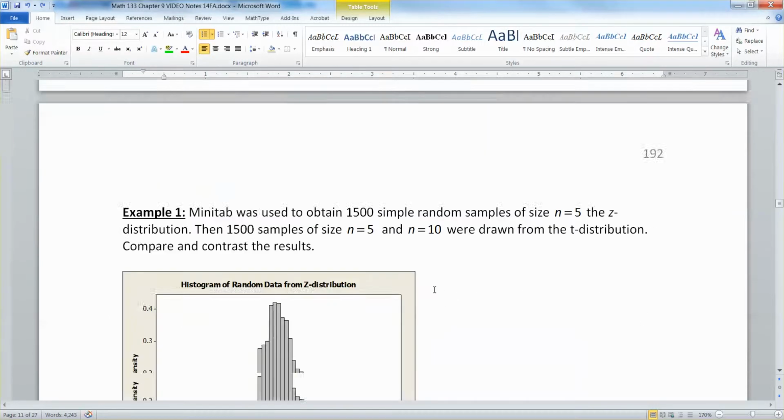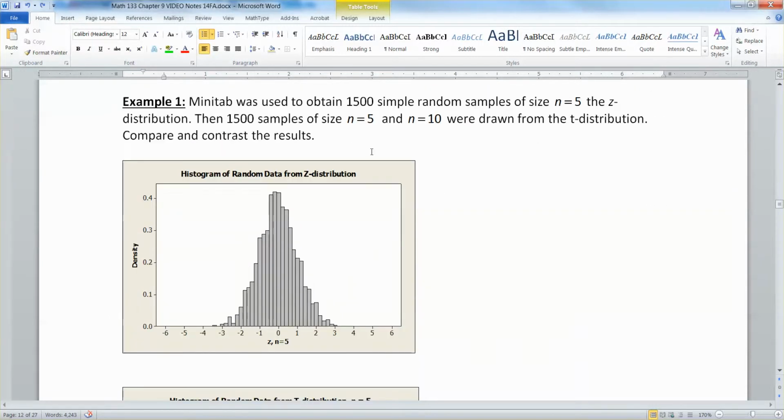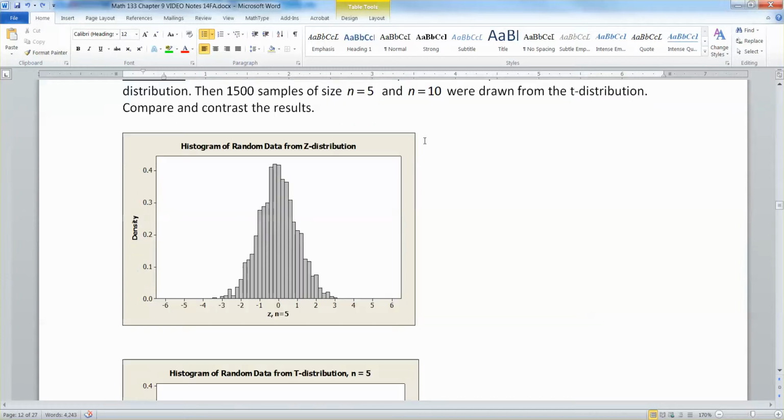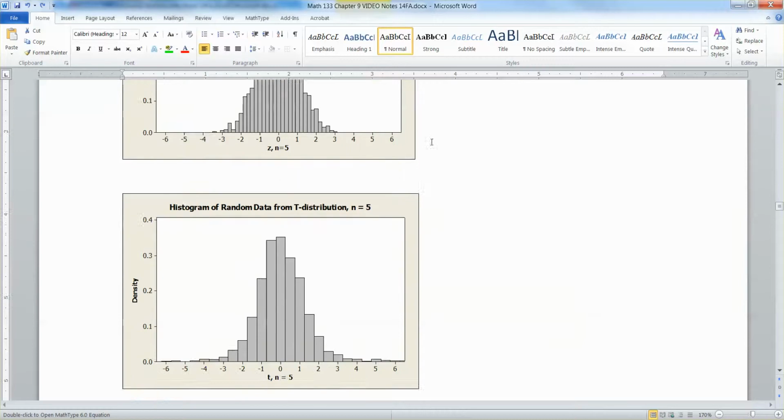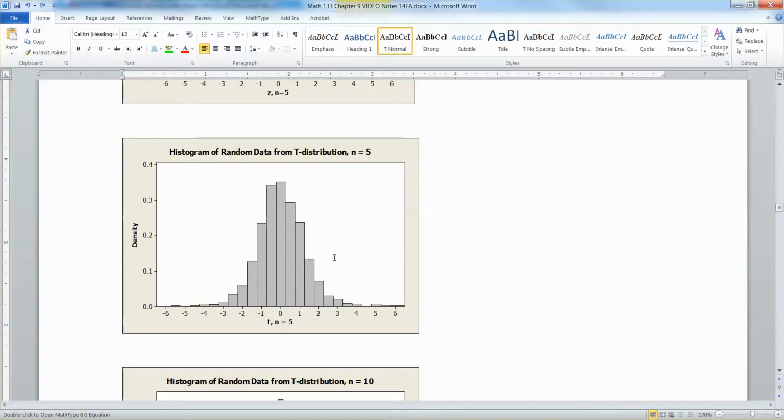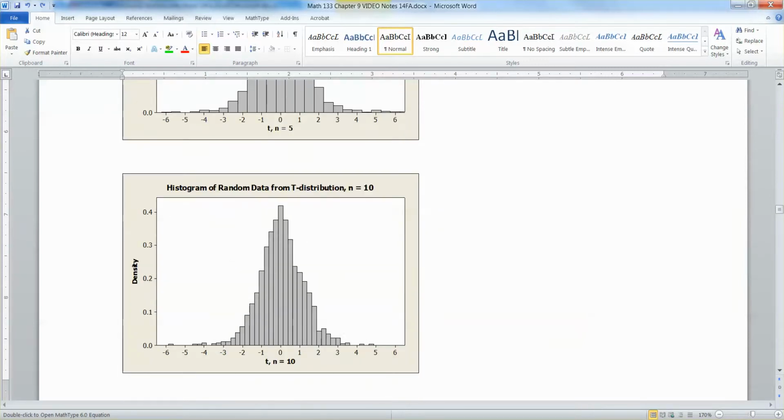All right, now let's talk about this t-distribution. So I want us to look at Minitab's results. Minitab, it's a computer program, and I made it do 1,500 simple random samples of size 5 from the z distribution. So that's the normal distribution, and this is what it looks like. And then I had it do 1,500 samples of size n equals 5 and n equals 10 from the t distribution. So here's a t distribution with n equals 5, and here's a t distribution with n equals 10. And we want to look at the differences and compare and contrast what we see going on here.